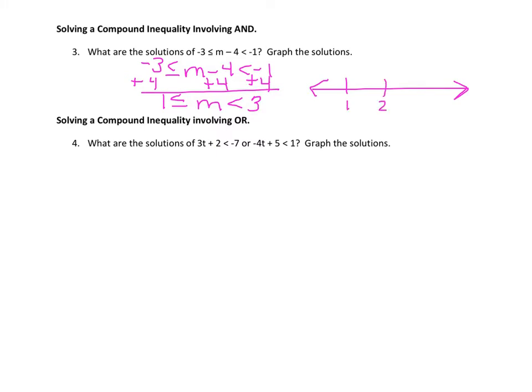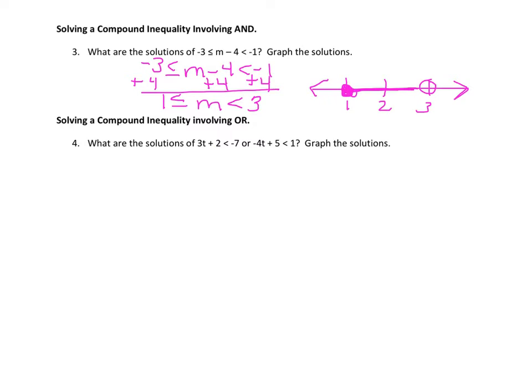1, 2, 3. And we're going to include 1, and m is greater than 1. And we're not going to include 3, and m is less than 3. And both have to be true, so that intersection is the set of solutions.